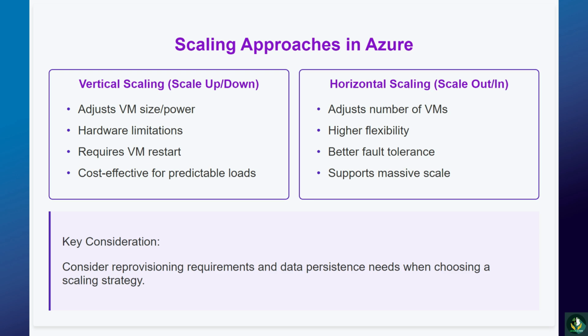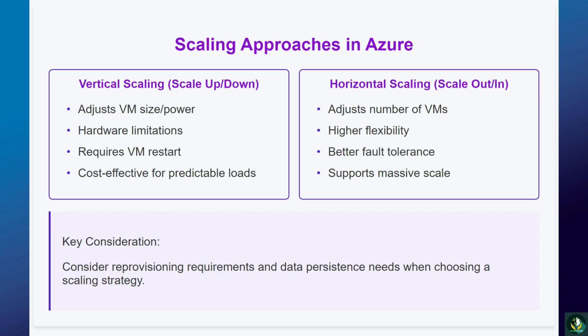There's an upper boundary to how much you can scale up, determined by the maximum VM size available in your region. Additionally, vertical scaling typically requires a VM restart, which means your application will experience some downtime during the scaling operation. Now let's explore horizontal scaling, or scaling out and in.